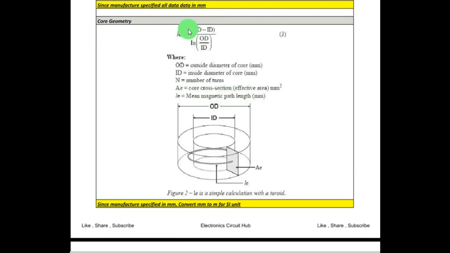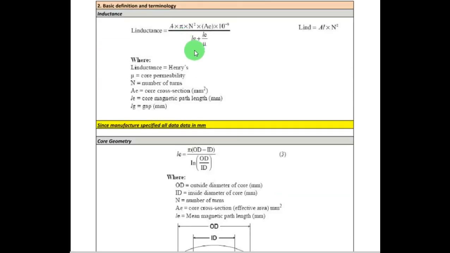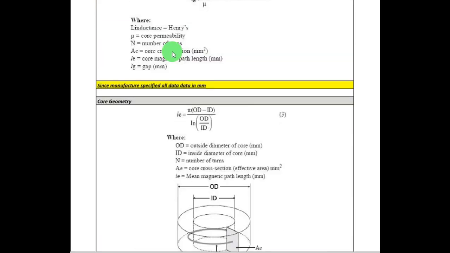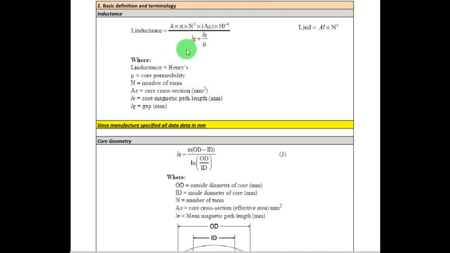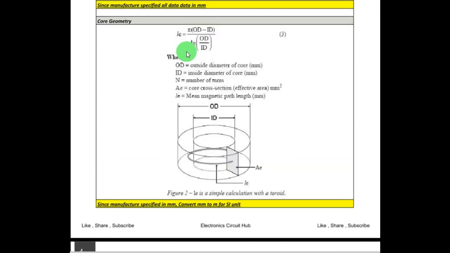That is given by pi times (OD minus ID) divided by ln(OD divided by ID), where OD is the outside diameter of the core, ID is the inside diameter of the core, N is the number of turns, A is the cross-section area, and L is the mean magnetic path length. You are trying to calculate the value of LE to find the value of inductance, right? So if you opt for this formula, you need to calculate the value of LE.